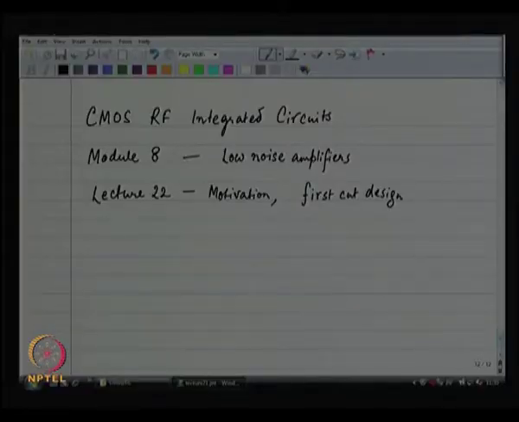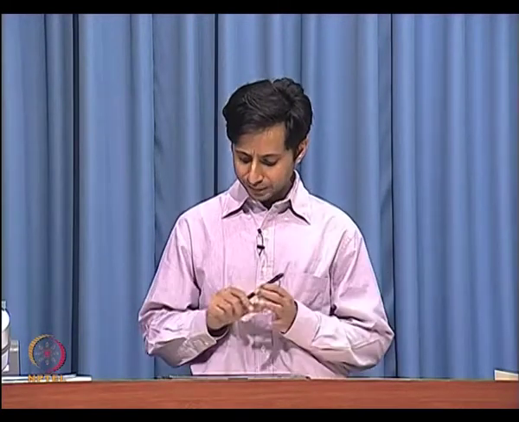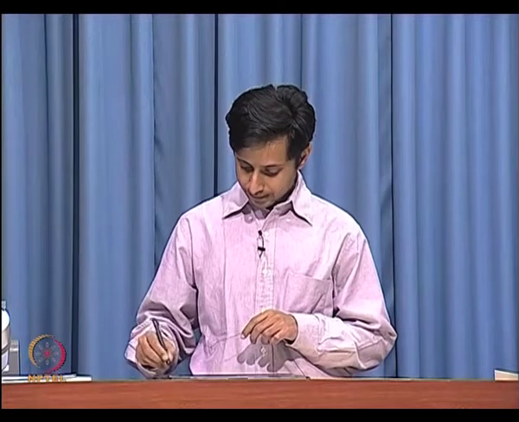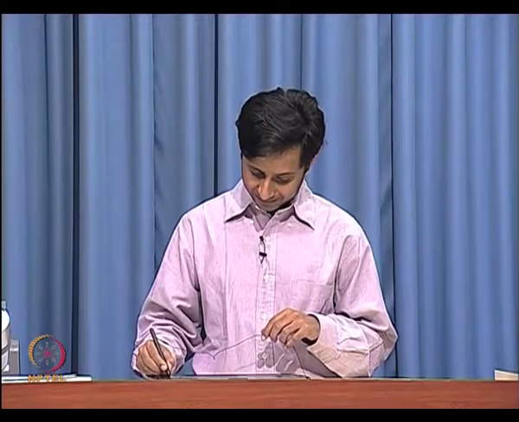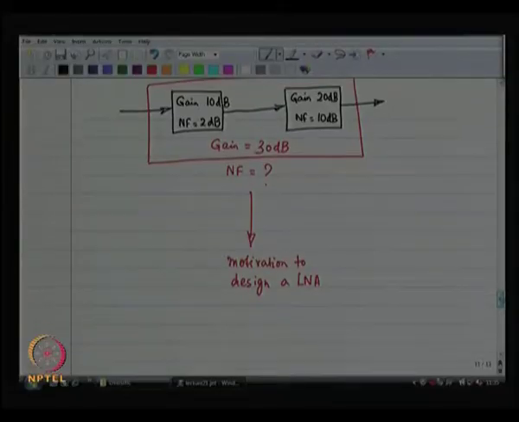So, we had just about started talking about the 8th module, low noise amplifiers, and I promised that before we discuss low noise amplifiers, we are going to try to motivate the problem. To motivate the problem we wanted to solve a numerical first, a numerical which was basically this. This is what we wanted to solve.